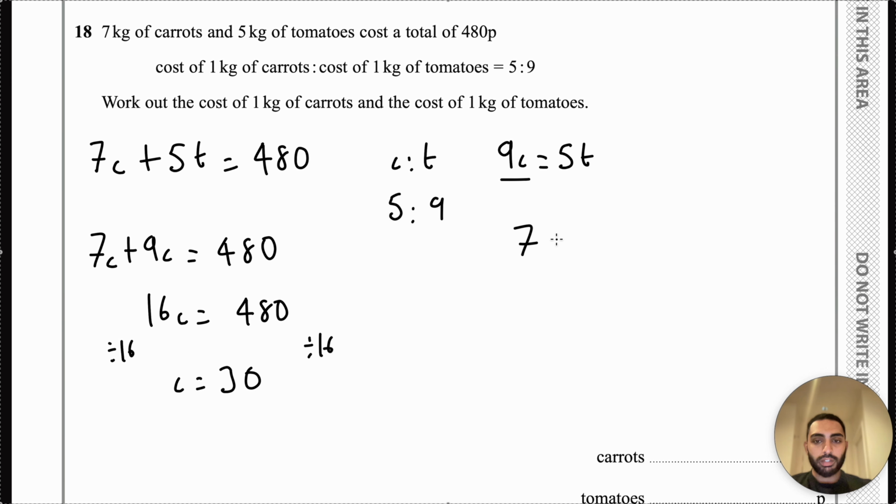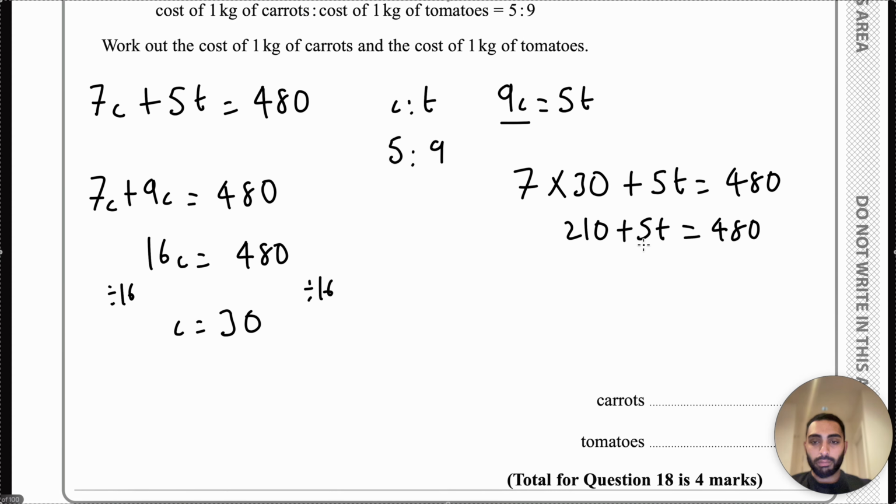So I've got 7 lots of c, which is 30, I've just found that out, plus 5 lots of the tomatoes, which is equal to 480. 7 times 3 is 21, so 210 plus 5t is equal to 480. t is being multiplied by 5, then we're adding 210, so take away 210 from both sides. So 5t is equal to, that'd be 270.